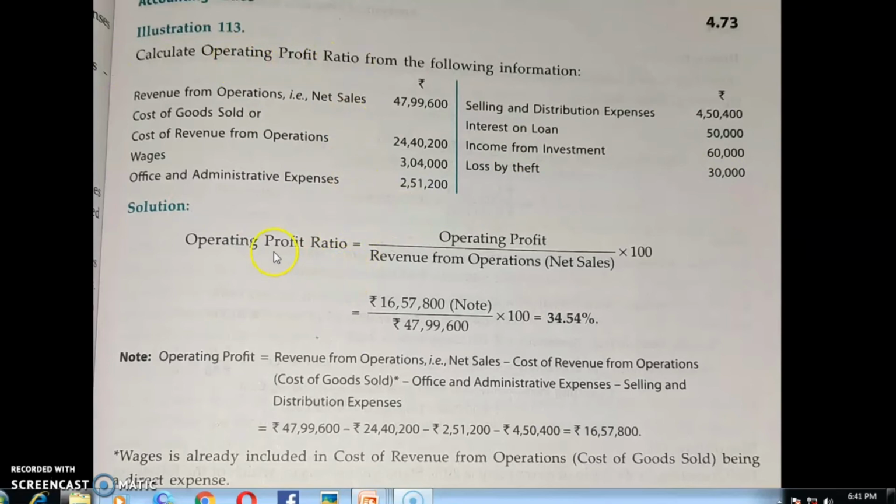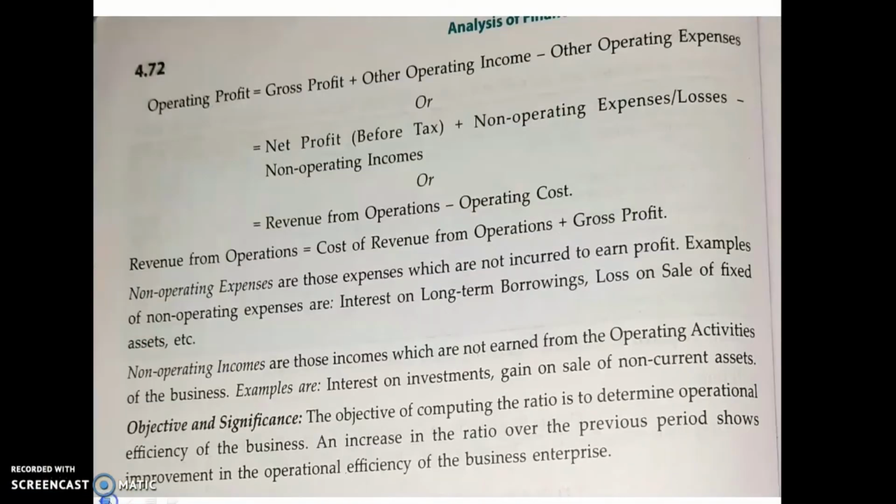So first of all, write the formula. Operating profit ratio is equal to operating profit divided by revenue from operation into 100. So you can see revenue from operation is given to you, but your task is to calculate operating profit. So which formula should we use here? Children, you know the formula. That is from the list of formulas, there are 3 formulas given to you. So your gross profit plus other operating income minus other operating expenses.